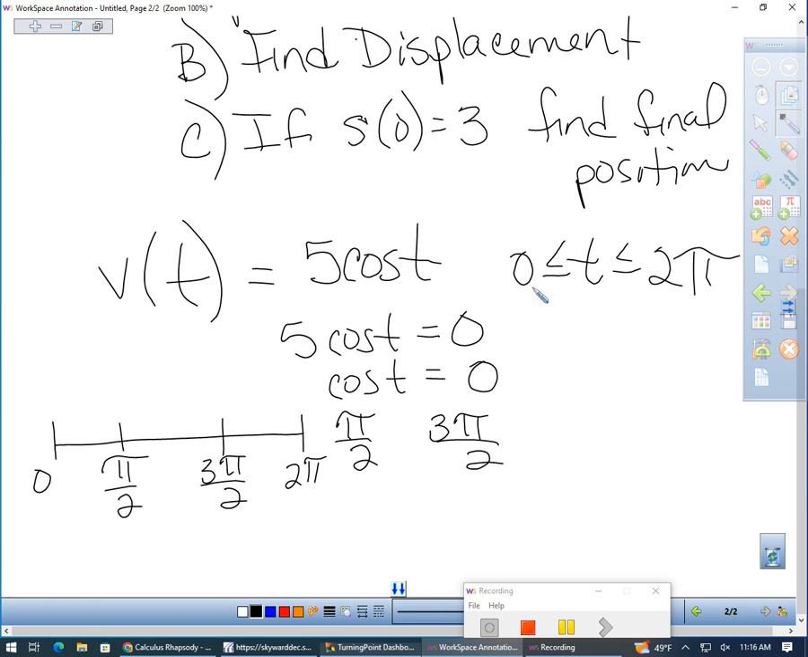So if I were to pick something between 0 and pi over 2, or in the first quadrant, is cosine positive or negative? Positive, very good. Then in the second quadrant between pi over 2 and 3 pi over 2, is cosine positive or negative? Negative. Now between 3 pi over 2 and 2 pi, it is positive. Are we all good? So let's describe this then.